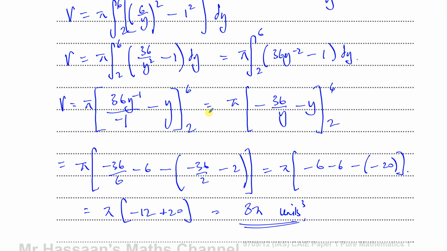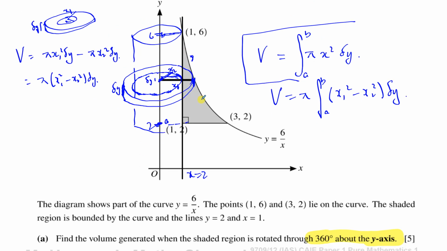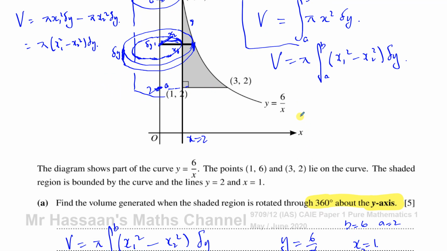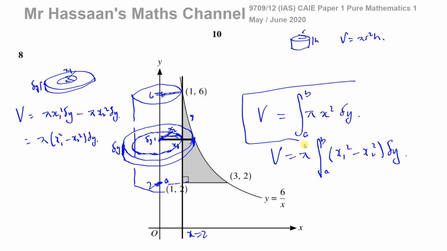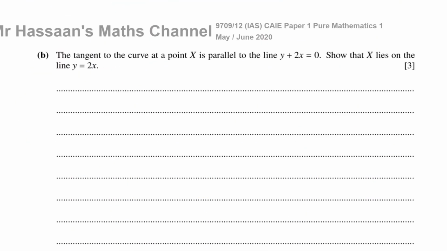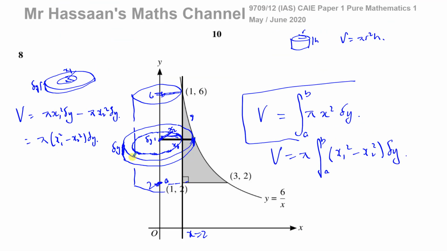And that completes this integration, or this volume of revolution of the shape when it is rotated about the y-axis 360 degrees. So that's how we deal with such a question. Now, what's 8b about? Let's have a look. Part B is to do with differentiation. So I'm going to answer part B in a separate video, so I can save it in a different playlist. So part A is all about integration.